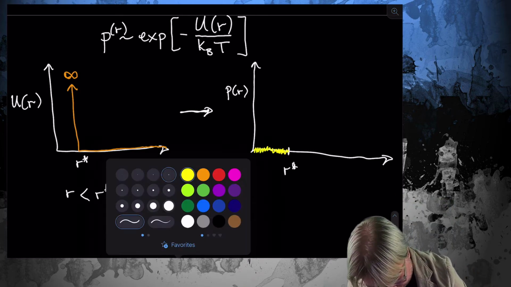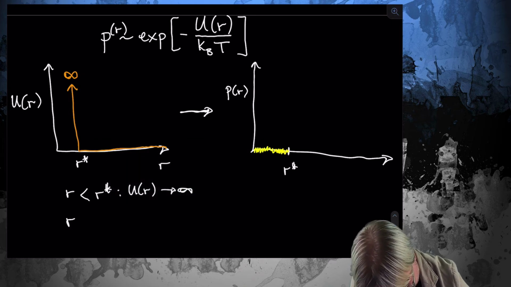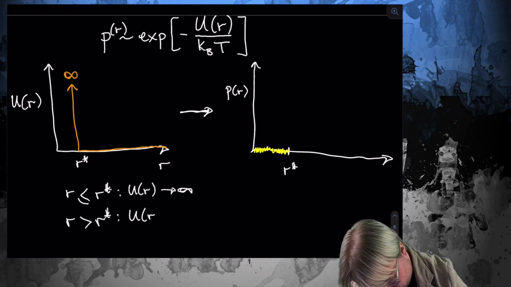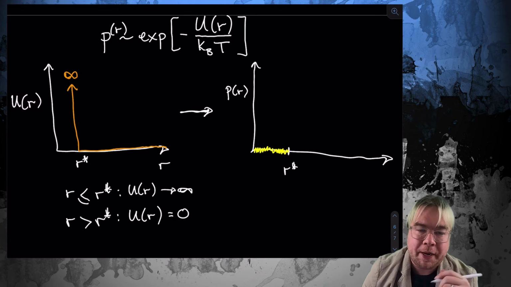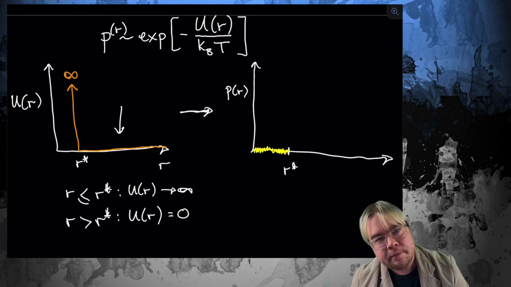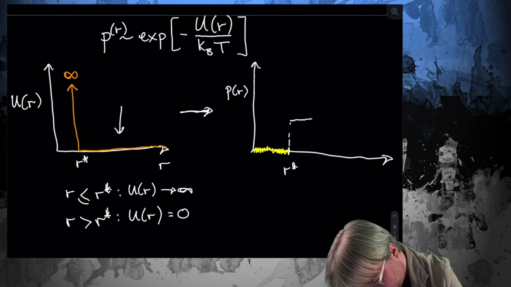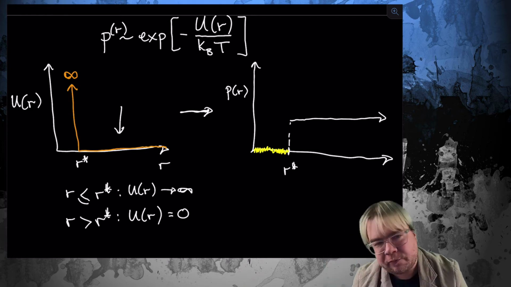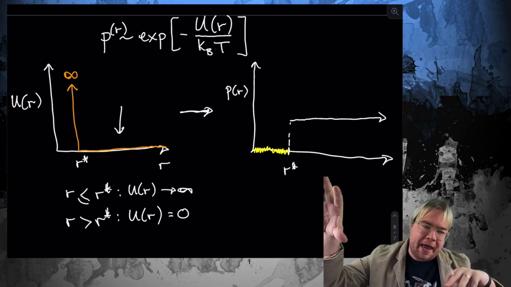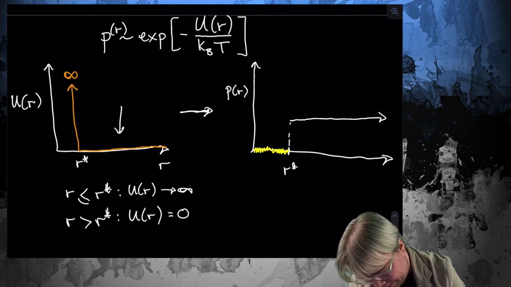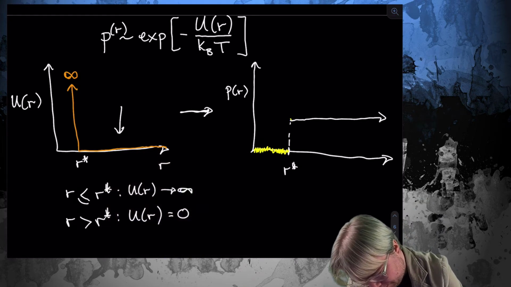Now, if R is greater than R star, then U of R will be 0 by definition, because U of R is 0 there. E to the 0 is 1. Not bad. So after this distance, the relative probability is 1. So the spheres can be anywhere, basically, as long as the distance is greater than R star. And if R is less than R star, then there's 0 probability.